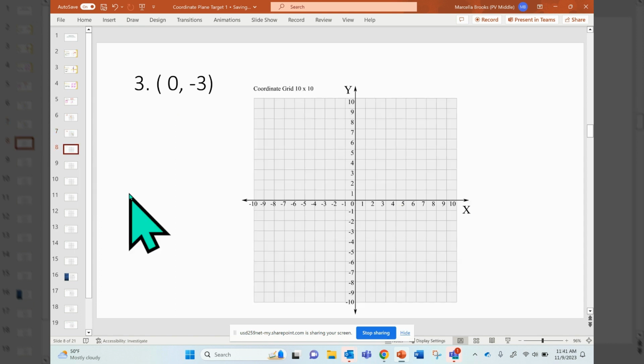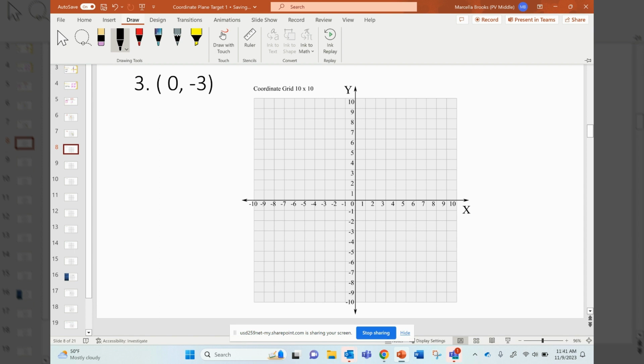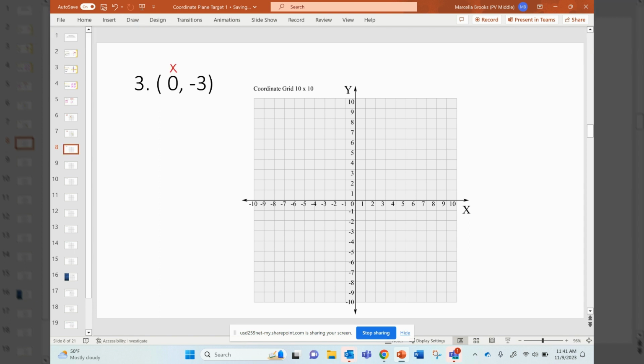All right. This one has a 0 for the x. The x value is 0. That means I don't move left or right. So I stay at the origin. And now the y tells me to go down 3. So I'm just going to go down 3 right here. That's my point. That is 0, -3.